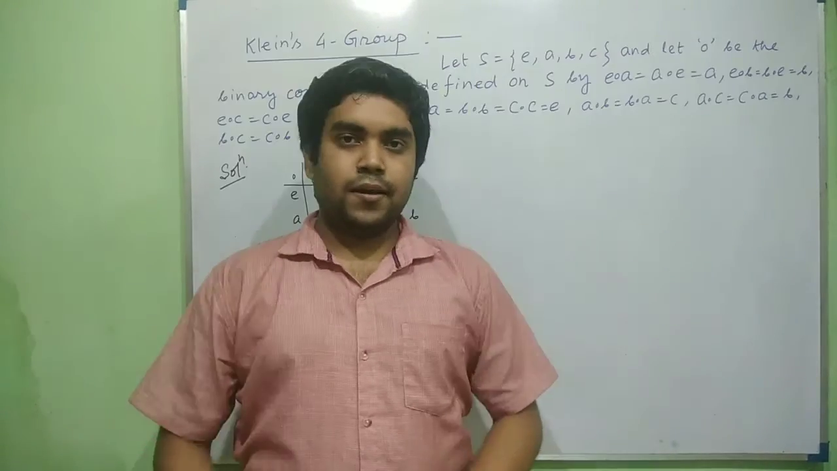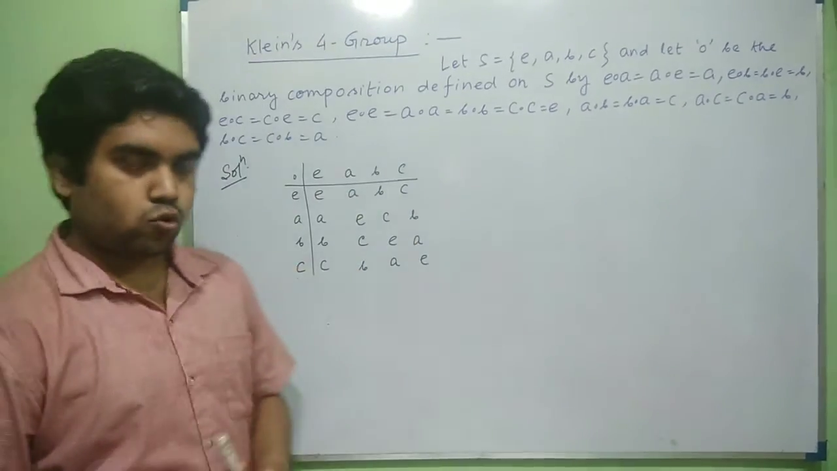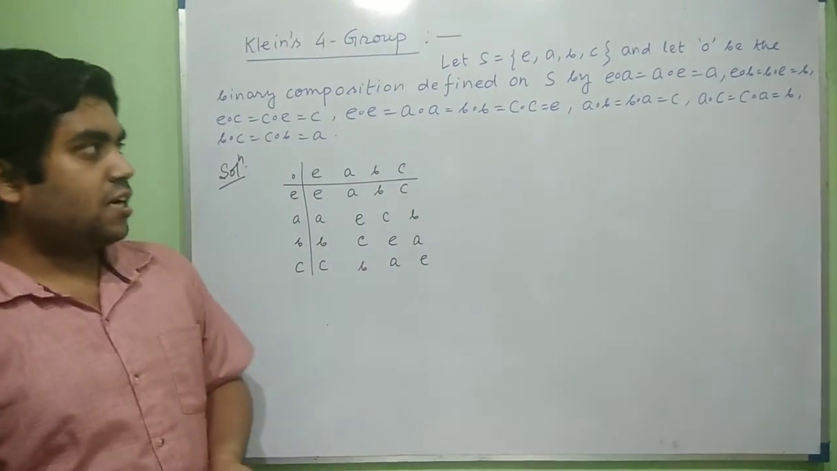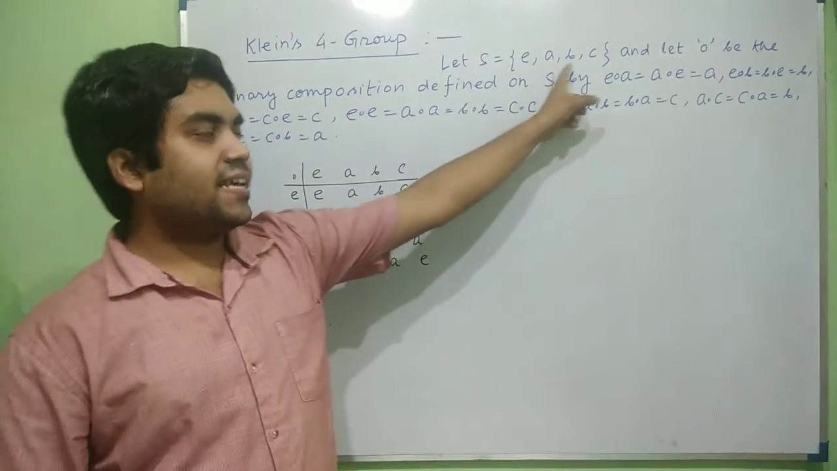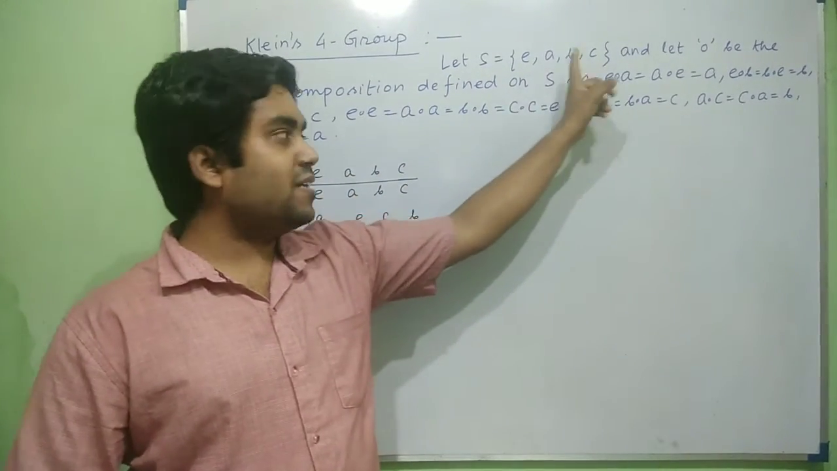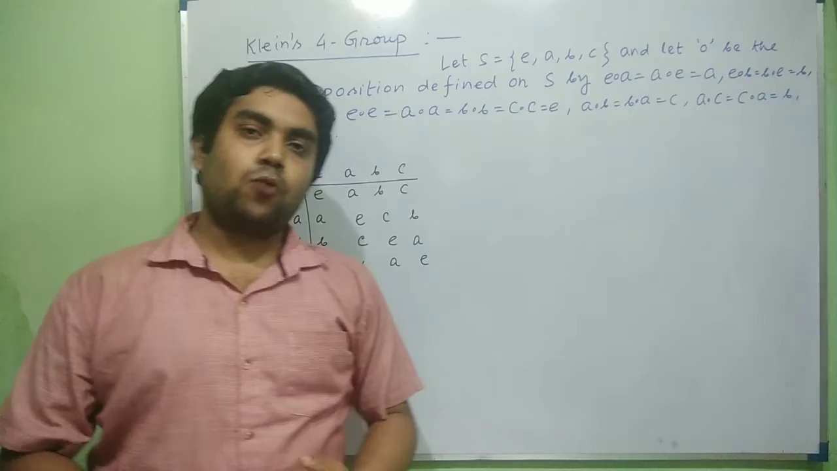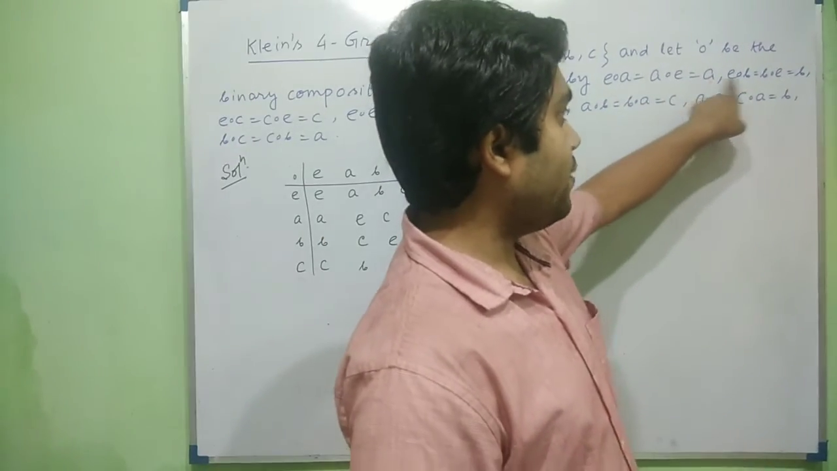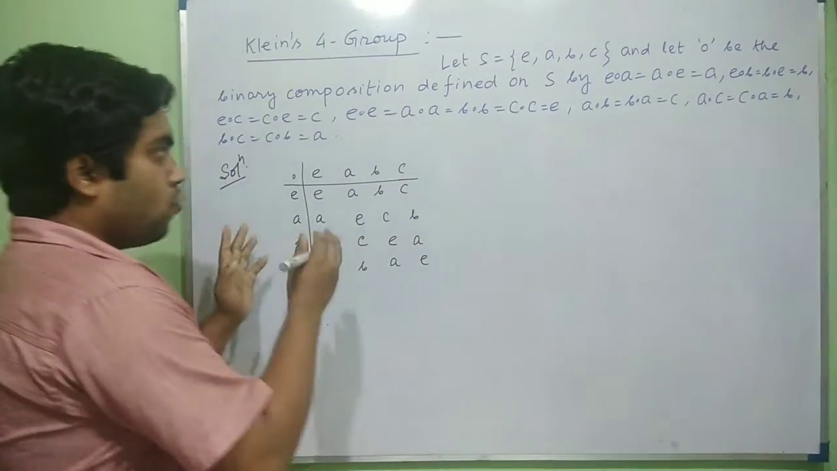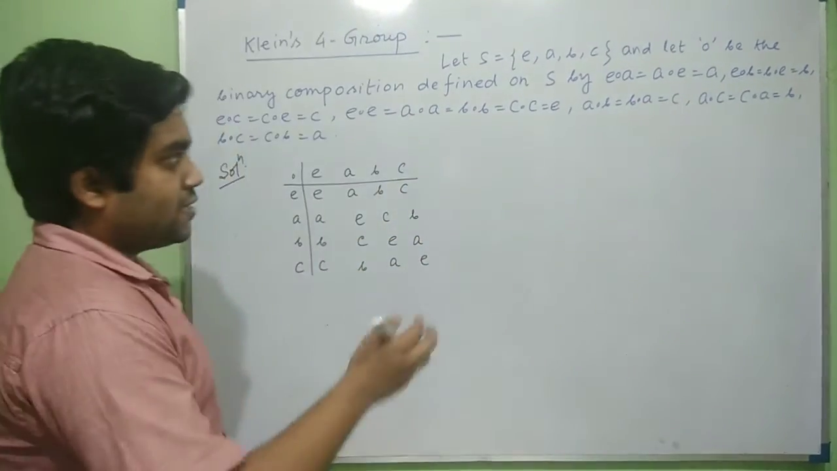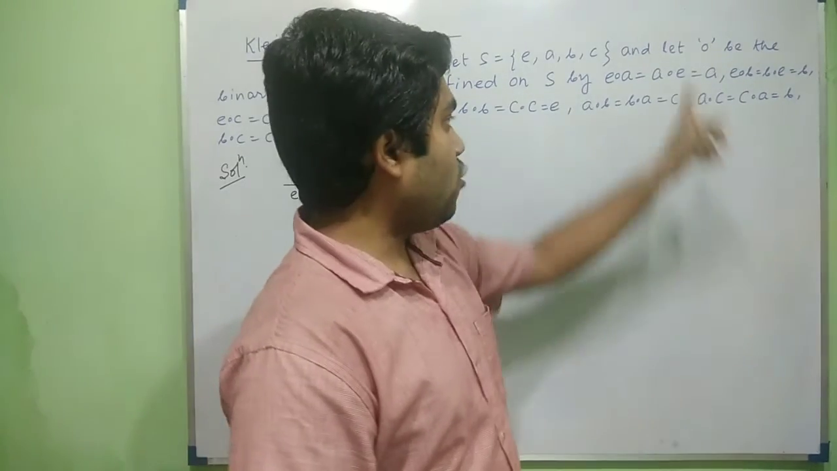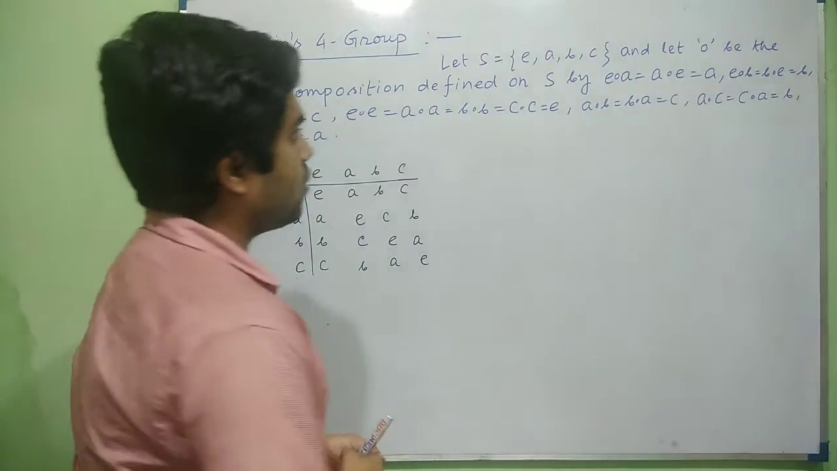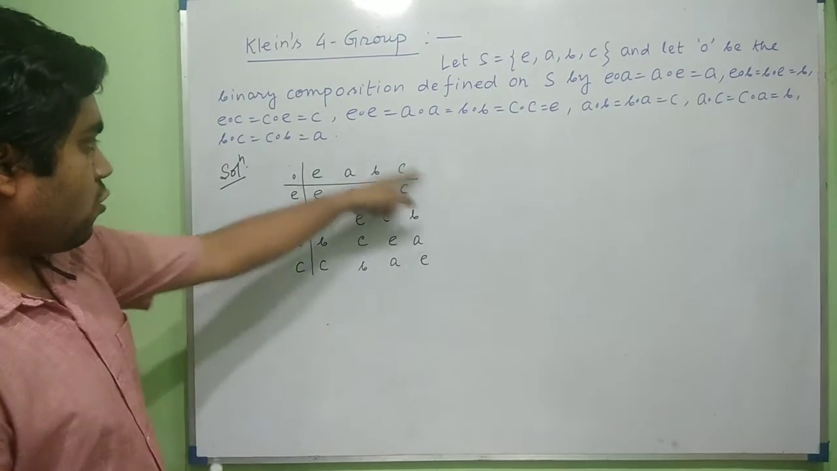Now we are going to discuss Klein's 4 group. What is Klein's 4 group? We have the binary composition defined as above, where S is a set of 4 elements, that is e, a, b, c, and the properties of those elements are given as e o a equal to a o e equal to a, and so on. So we see that S is a finite set and o is a binary composition. We are given that. So we go to the composition table. This is our composition table.